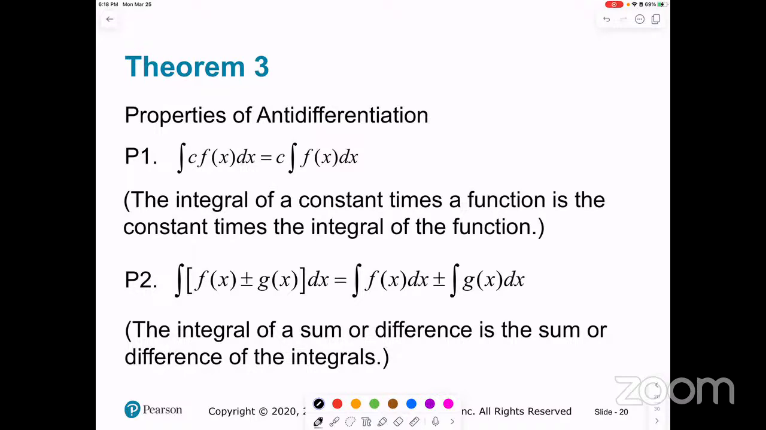Property 2, the integral of the sum is the same as the sum of the integrals, or the integral of the difference is the same as the difference of the integrals, right? So it's almost as if you can distribute this integration across this guy, right? So the integral of a sum, we can break it apart into the sum of the integrals. And you can do a similar argument for the difference. The integral of a sum or a difference is the sum or the difference of the integrals, right?